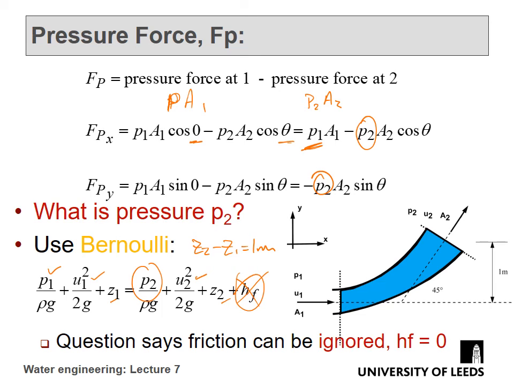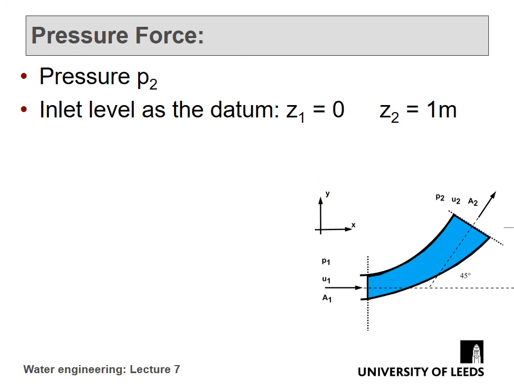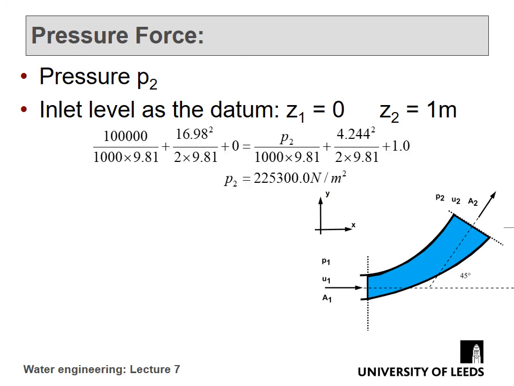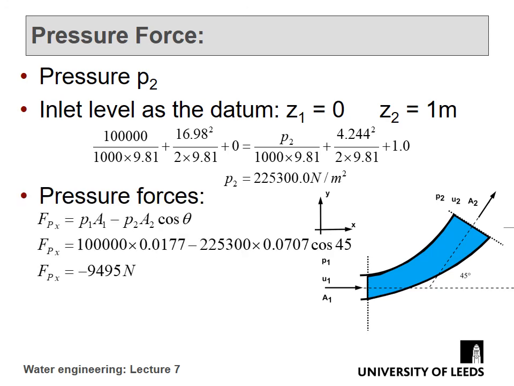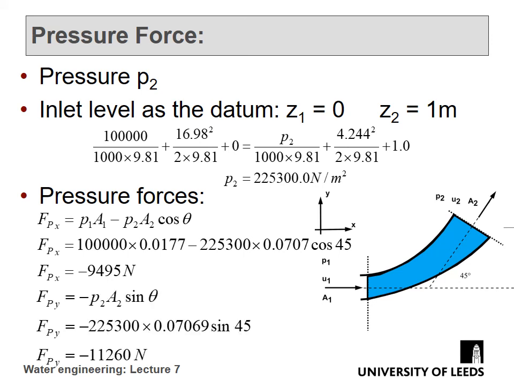So, pressure P2: put these numbers in, and we get P2 is equal to 225.3 kilonewtons per meter squared. We can then put this into our pressure force calculations. Px is minus 9495 newtons, and Py is minus 11,260 newtons. So that's the force on the fluid due to the pressure difference.